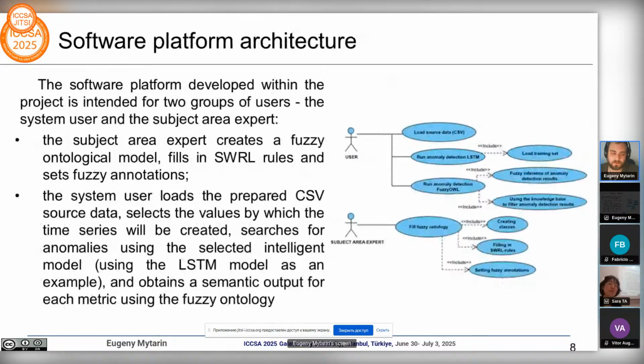Our platform serves two user groups: domain experts who create fuzzy ontological models and rules, and system users who analyze data. Users upload CSV files, select metrics, and detect anomalies using LSTM or fuzzy ontologies. The results include semantic interpretation, offering actionable insights, and this dual user design ensures flexibility and expertise integration.